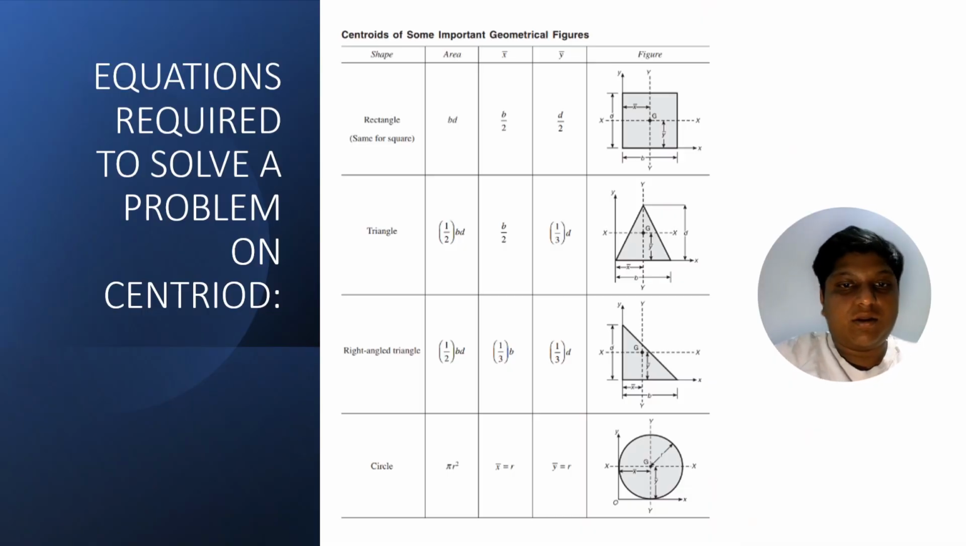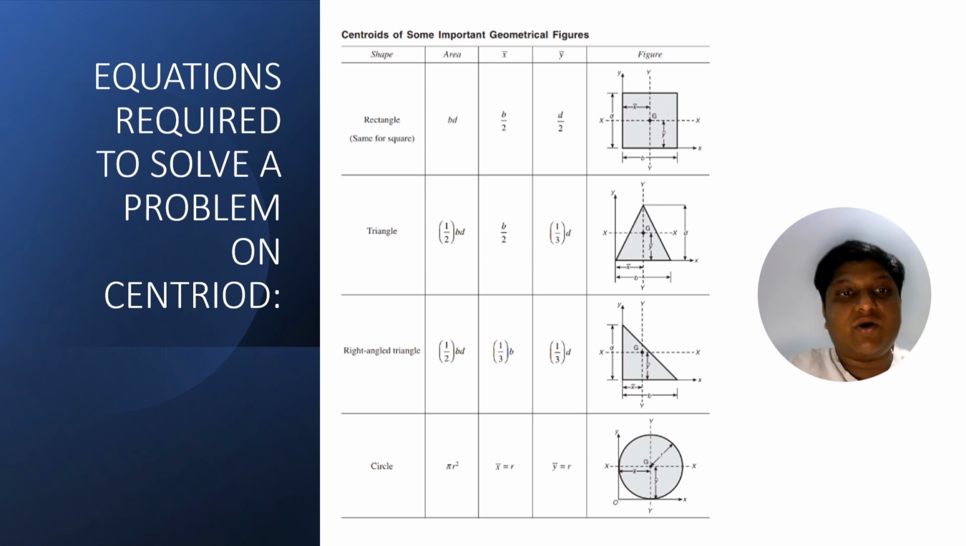Coming to the main part of this video, which is nothing but how problems are going to be solved. Here we are going to discuss the equations which are required to solve a problem based on a centroid. If you see the picture on the right side, the main heading is centroids of some important geometrical figures. Here we are going to see how to find centroids of some geometrical figures. In this picture we have the first shape to be a rectangle. The equations are the same for a square as well, so we have given it in a bracket, same for square.